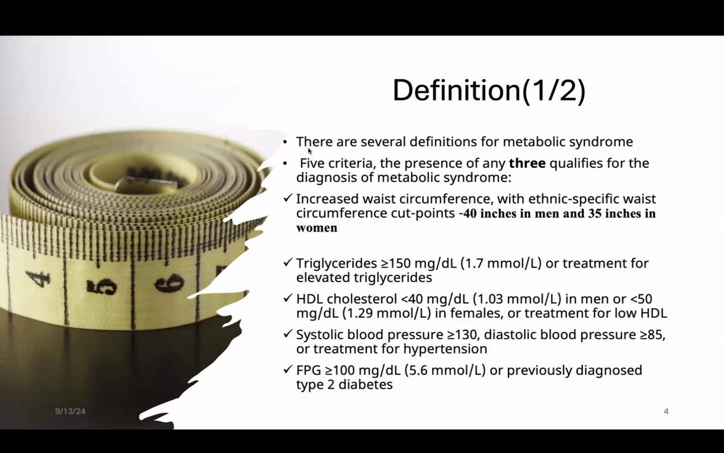The 5th one has to do with the fasting plasma glucose or your blood sugar. If your blood sugar is more than 100 milligram per deciliter, or you have been diagnosed with type 2 diabetes, this also qualifies for metabolic syndrome. So these 5 criteria, you need to have 3 out of these 5 for us to say that you have what we call metabolic syndrome.